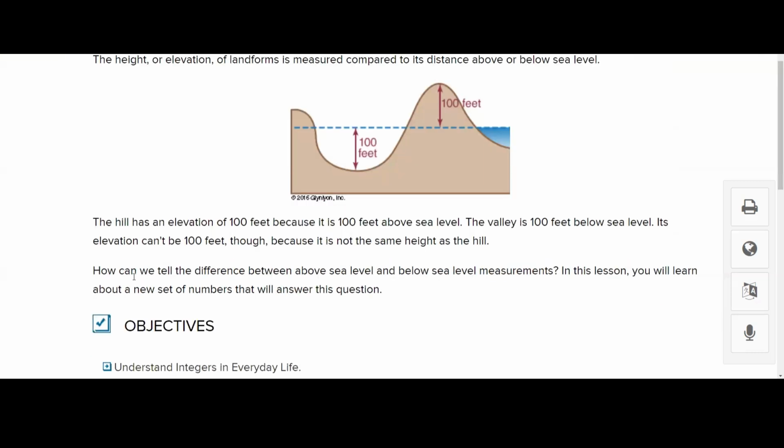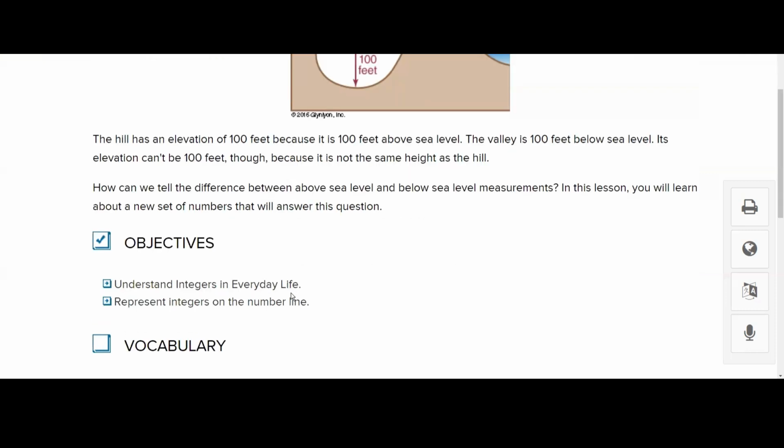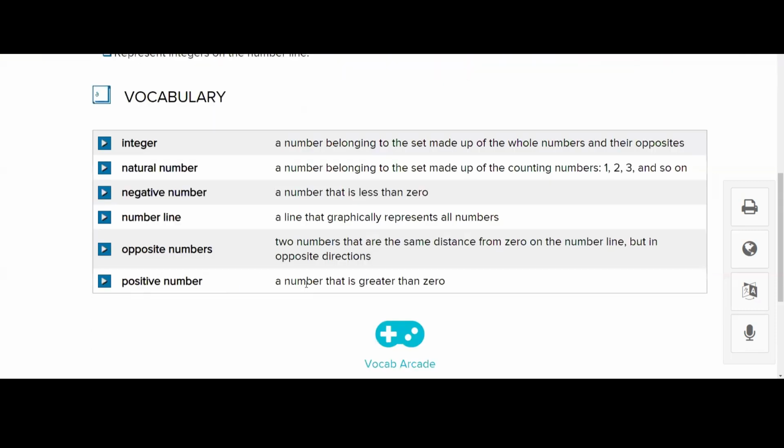Let's continue. How can we tell the difference between above sea level and below sea level measurement? In this lesson, you will learn about a new set of numbers that will answer this question. What we need to know, please read what is on this page. Read all of this.